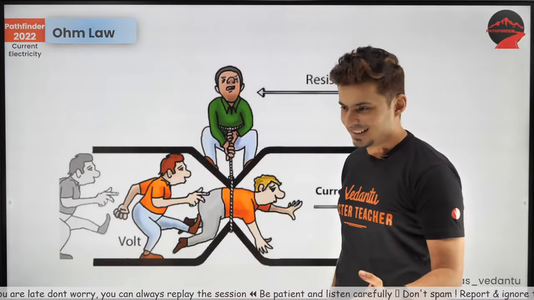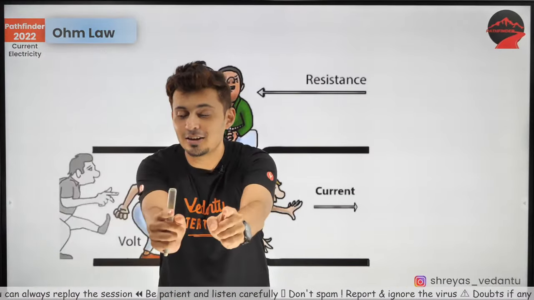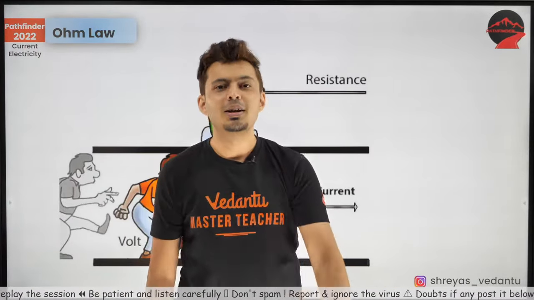So what is resistance? V is equal to IR. R depends on what? Yes, Sachinananda, I'm coming to that. Hold on, just give me some time. We are coming to that.